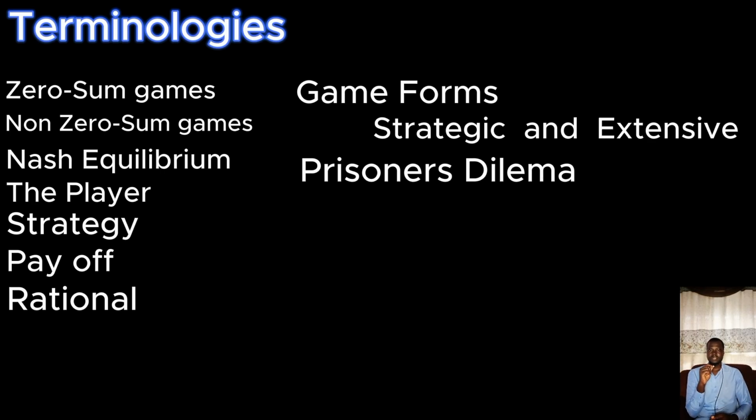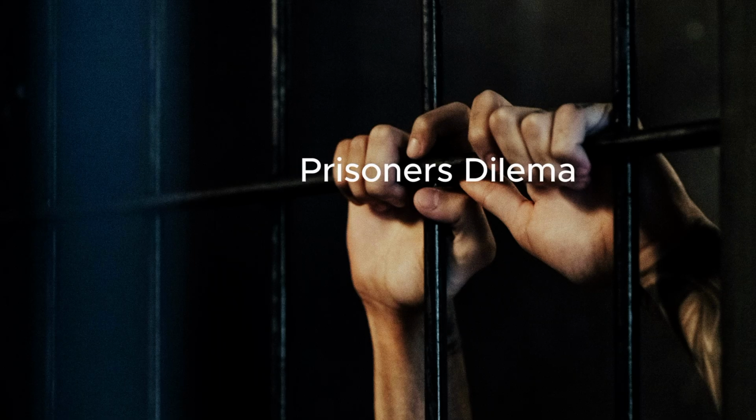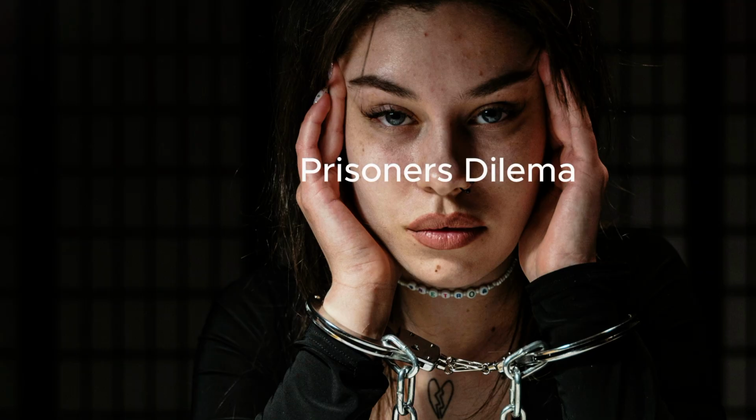If you confess and your partner stays silent, you walk free and your partner gets 10 years. Now, if you both stay silent, you both get 1 year. If you both confess, you both get 5 years. Now, what is the rational choice here? Remember that if you stay silent and your partner confesses, you get the 10 years and your partner walks free.